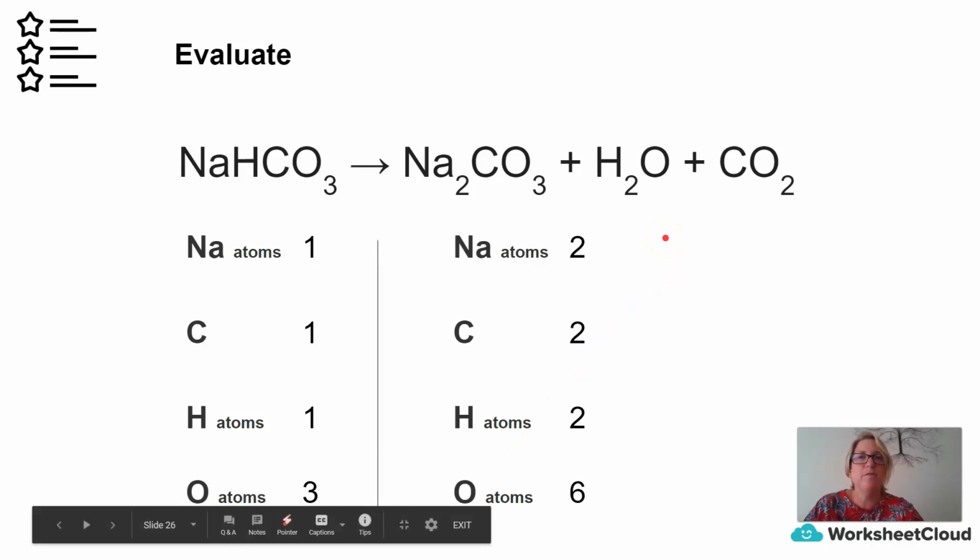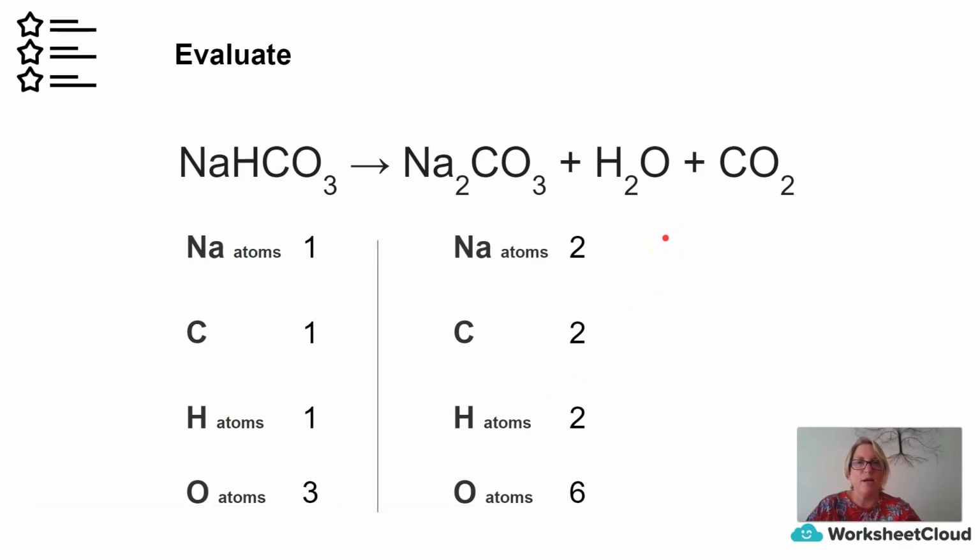Then just a couple of hints and tips with balancing equations. Leave the hydrogen and oxygen to last. Start with the metal first, then move on to any other non-metals. And sometimes it might be beneficial where you see compounds grouped together, like carbonate, you can keep those grouped together if you would like. But today I've separated it out.